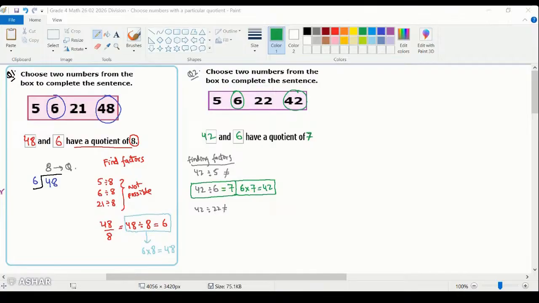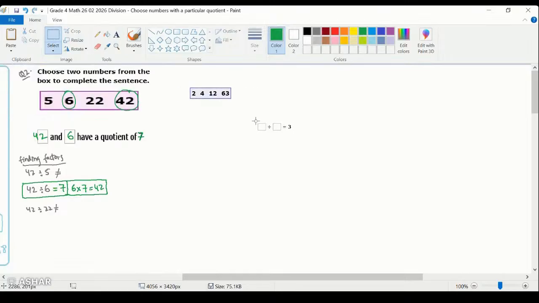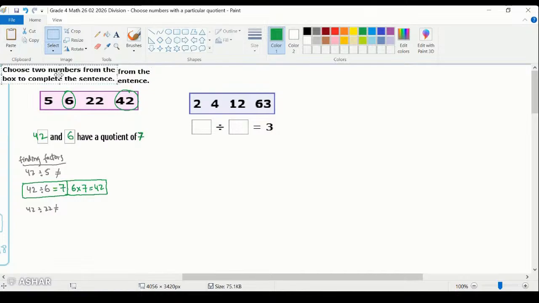Let's try the next question. The next question says, choose the two numbers to complete the division sentence. These are the two numbers given to us. Which two numbers divided would give the answer of 3? And it's the same sentence: choose two numbers.